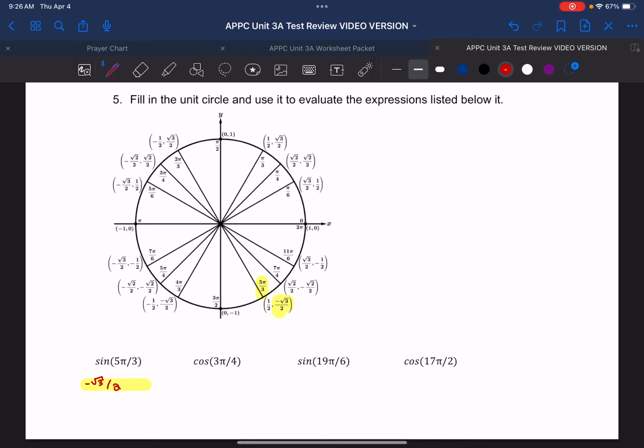Now for this part, I'm going to do cosine of 3 pi over 4. 3 pi over 4 is here, and 3 pi over 4 has a negative x coordinate because I'm in quadrant 2. Cosine is x, so negative square root of 2 over 2.